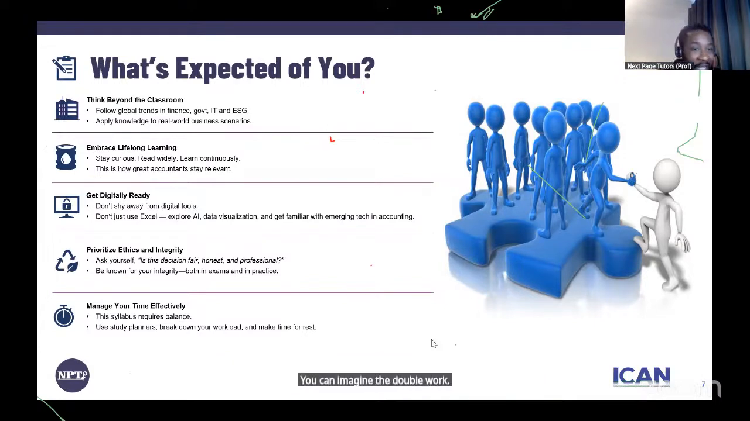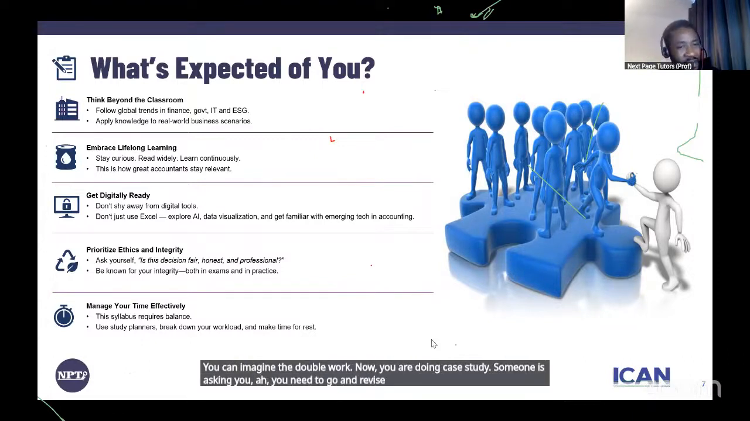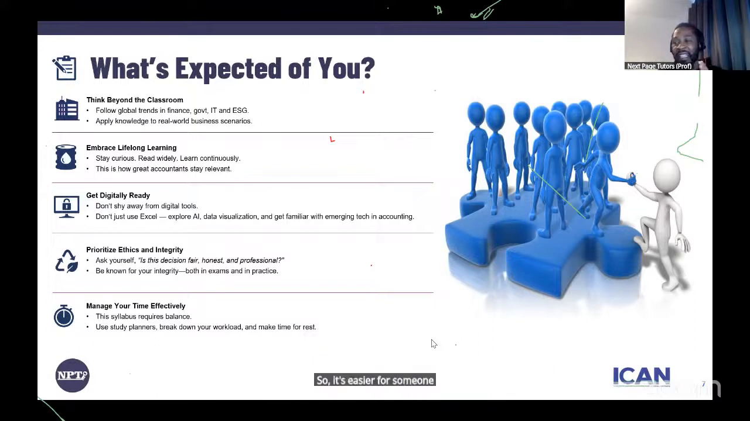You are doing case study, and someone is asking you, you need to go and revise this in SFM. How easy do you think that will be? So it's easier for someone to combine SFM and case study together. And you can add tax. It depends on you. If it is this SBR route that you want to go, you can also do SBR, audit, and tax before the last 2, which are SFM and case study.